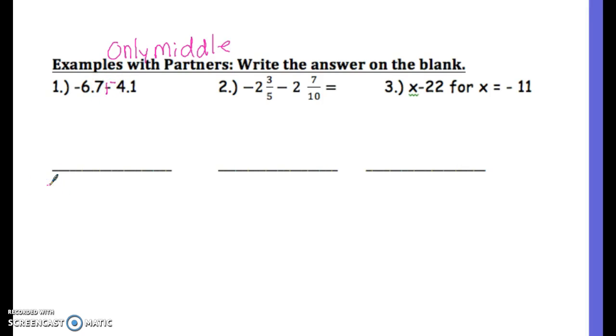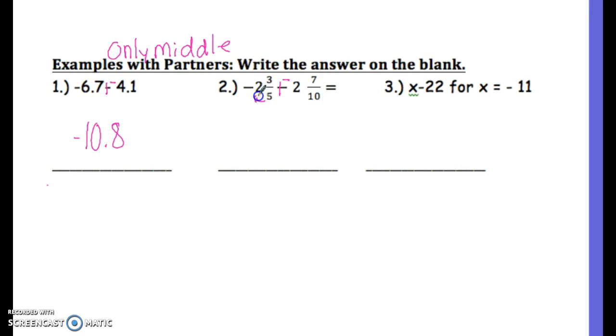So now I have negative 6.7 plus negative 4.1. They're the same sign, so I will sum them. 6.7 plus 4.1 is going to be 10.8, and it's negative because they're both negative. Number 2, the first thing I do is change it to add the opposite in the middle. Now they are both the same sign, but I need to get a common denominator. First, let's make these improper.